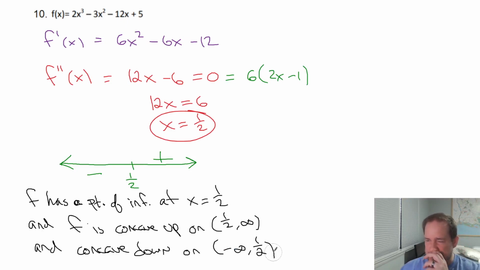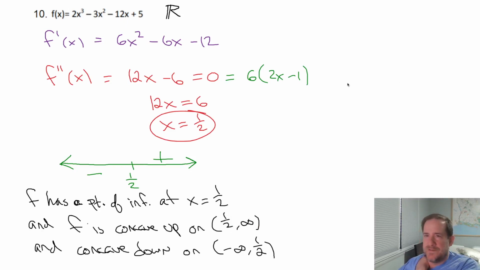But that's it. By the way, I know that we're concave all the way to infinity because polynomial functions, which is what we are, their domain is always all real numbers, right? They don't have any restrictions. So it's not like we have to stop anywhere on our interval. We just are concave up all the way from 1/2 to infinity.